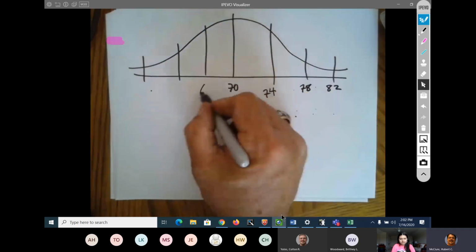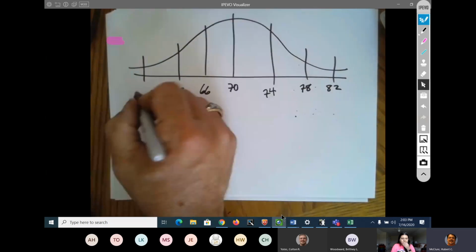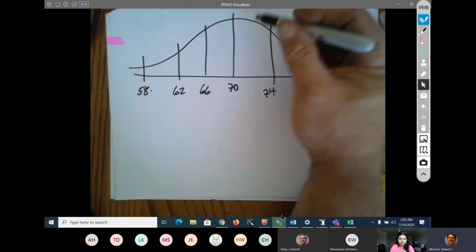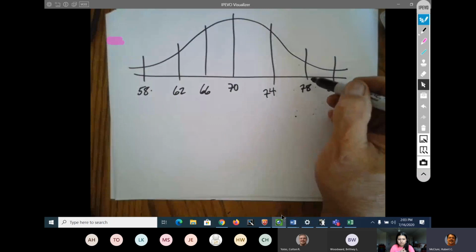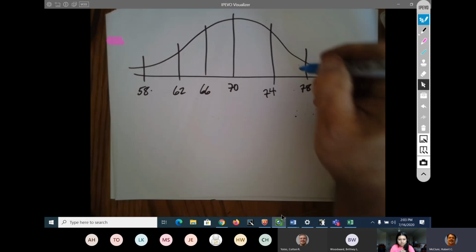66, 62, 58. Y'all check my math. Now, what numbers are above, what does it say? 78. Well, 78 is somewhere up here, so I'm going to just put, no, did I say 78? 77.8. So I'm going to do 77.8 in blue. 77.8 would be right in here.